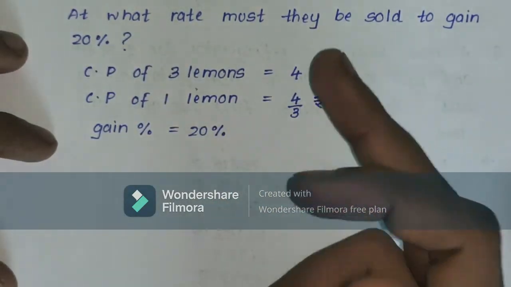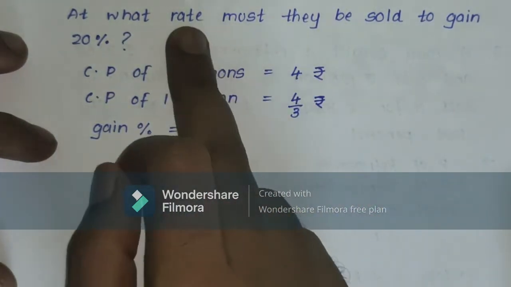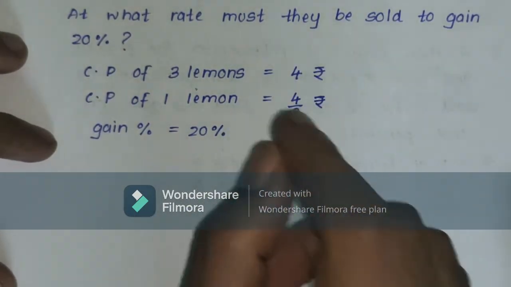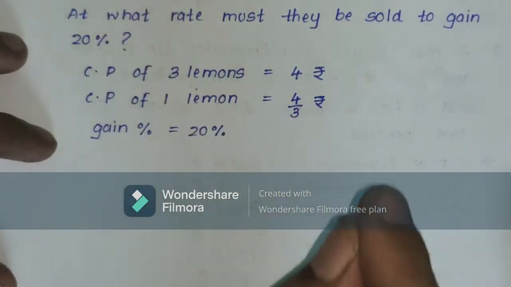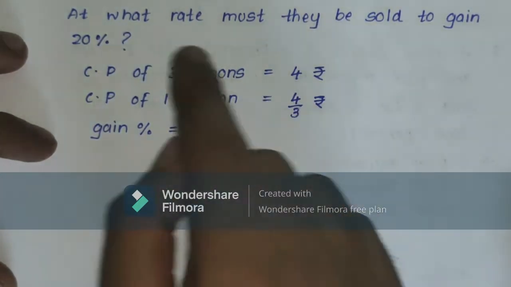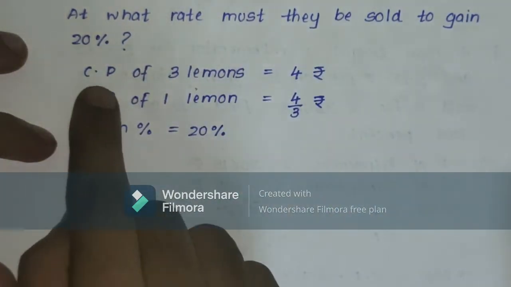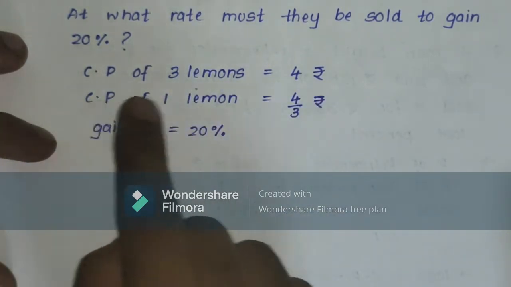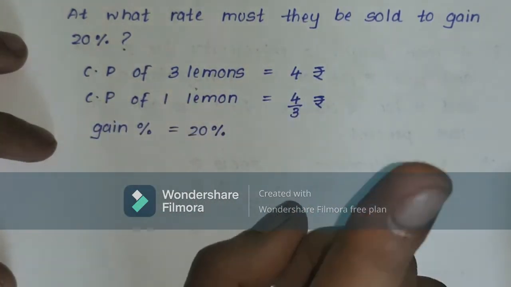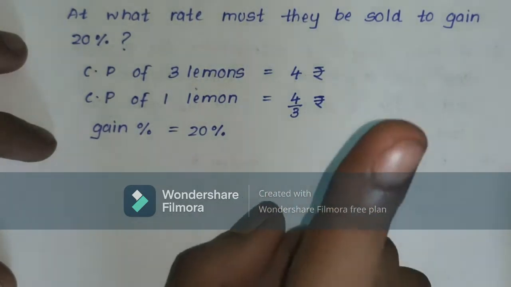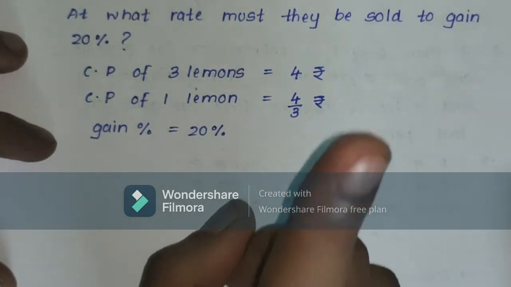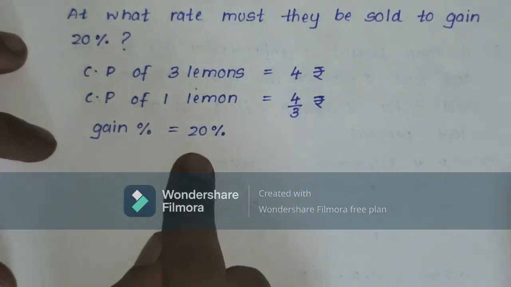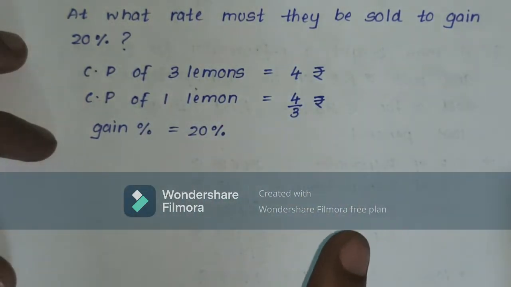So you need to find the selling price. When they say rate, it means per value, per whatever the thing is. Right now they are talking about lemons, so they are asking the selling price per lemon. The way we have written, the cost price of 3 lemons is 4 rupees, but the rate will be for 1 lemon, 4 by 3. Rate means per value, so per lemon is equal to 4 by 3 rupees. So gain is given to you. So what do you need to find?